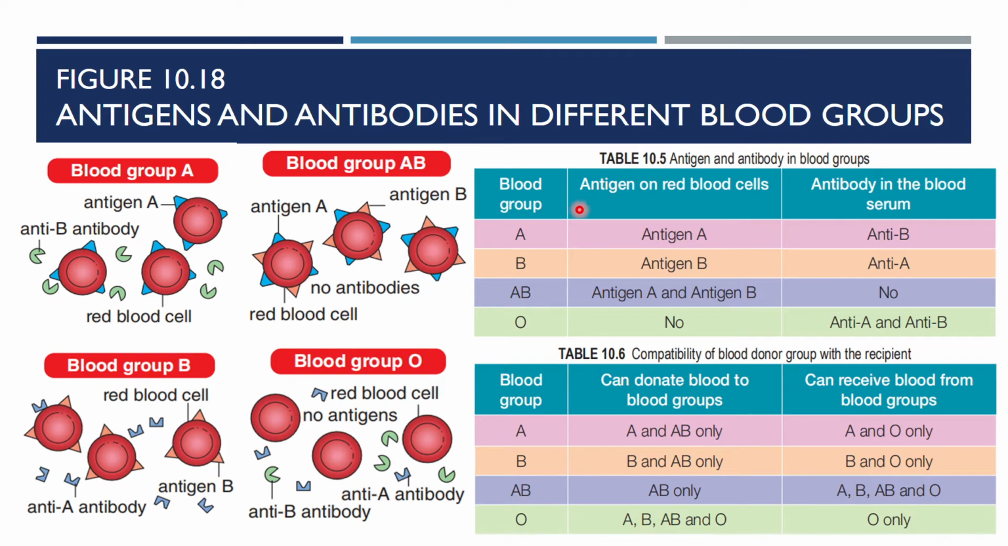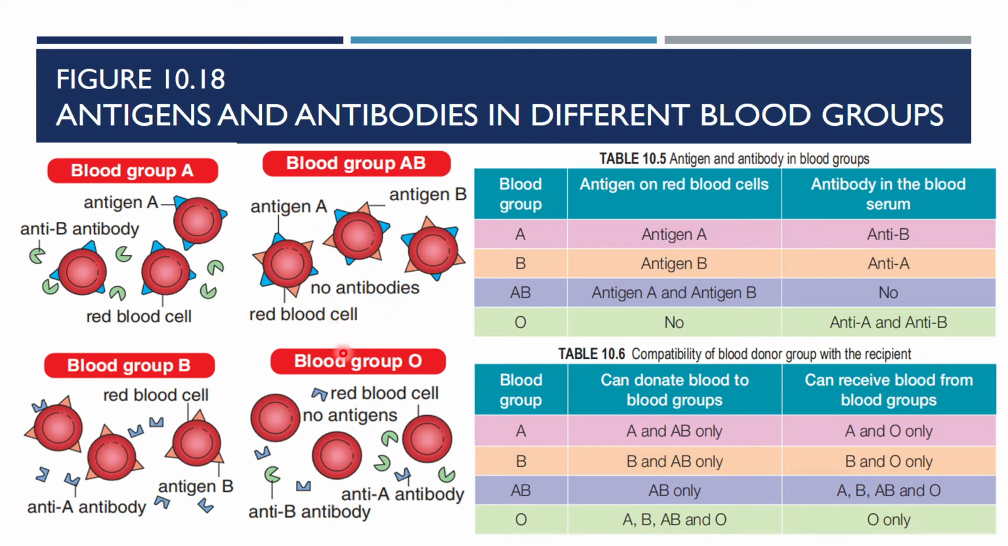Now this is the picture showing the blood groups. Let's look at the first one, blood group A. Blood group A has antigen A on the red blood cells, as you can see, the blue triangle, and it has the antibody anti-B in the blood serum. Blood group B has antigen B and anti-A antibody in the serum. Blood group AB has both antigen A and antigen B on the red blood cells, but there are no antibodies in the blood serum.